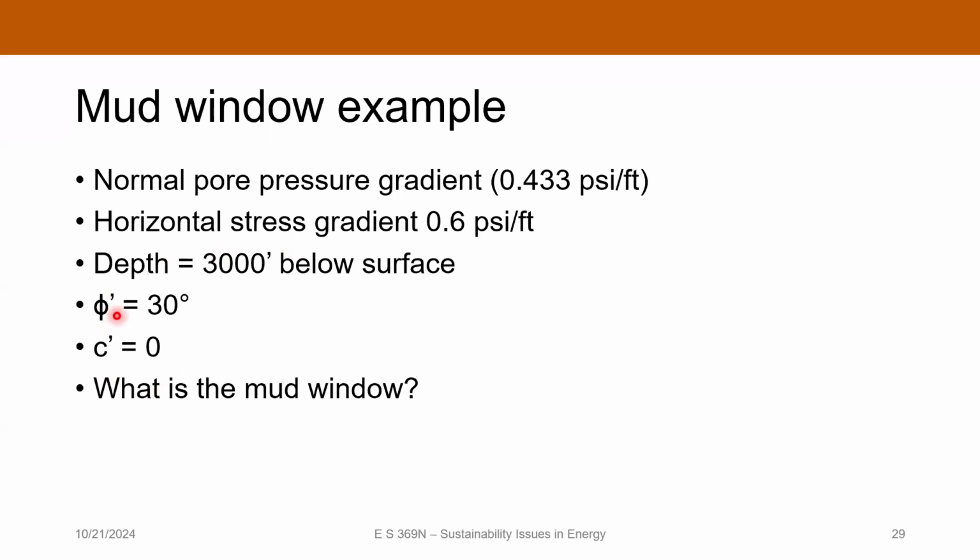Okay, a couple of other items that we need. We've got an angle of internal friction for the rock. 30 degrees is a pretty typical value for a sandstone. We'll ignore cohesion. And so the question is, what's the mud window?